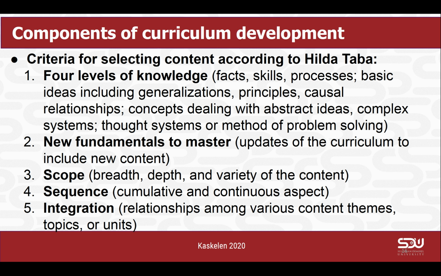One of the classic texts on curriculum development, by Hilda Taba, argues that there are 5 criteria for selecting content. The first is to include 4 levels of knowledge. Curriculum should have first, facts, skills, processes, basic; then second, basic ideas, including generalizations, principles, causal relationships. Third, concepts dealing with abstract ideas, complex systems. And finally, thought systems or methods of problem solving.